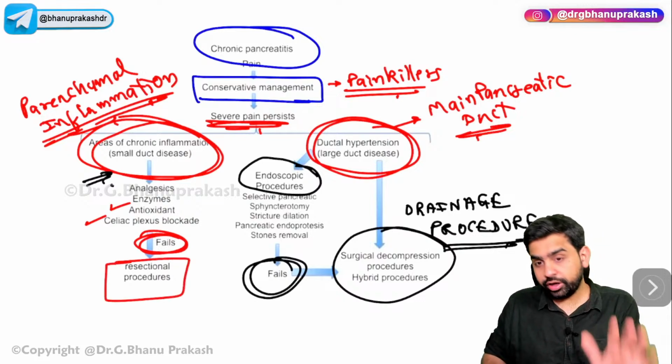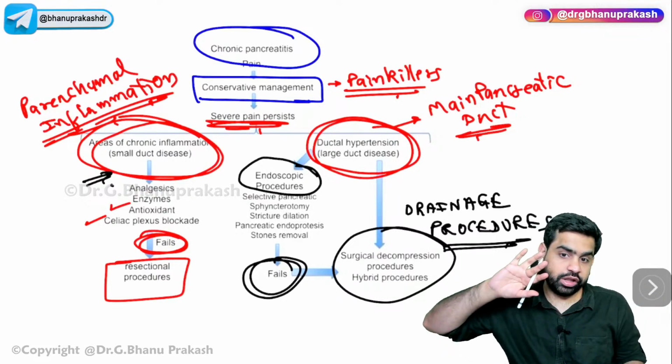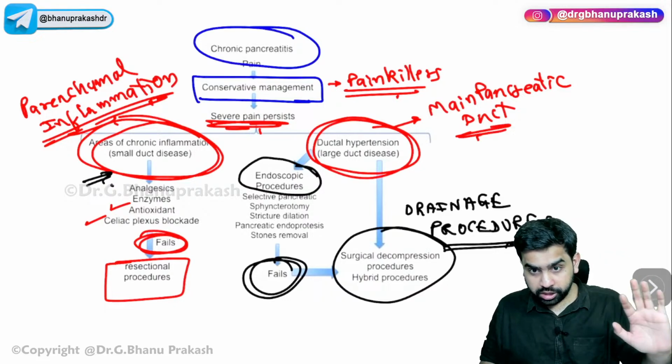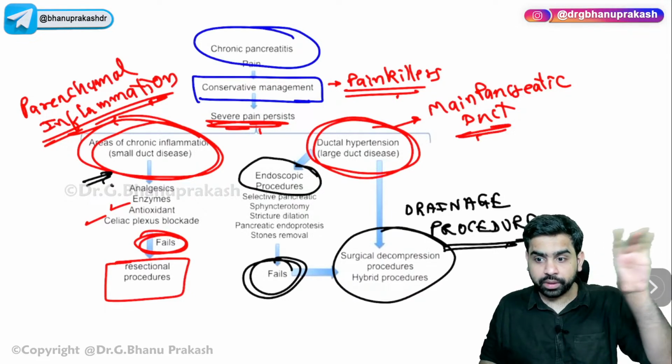I hope you're able to understand there are two types of procedures. One is called a resection procedure. Another one is called a drainage procedure. Drainage procedure is basically done when there is a problem in the main pancreatic duct.